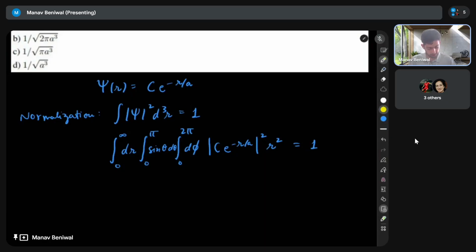So this quantity, basically these two integrals will just give us 4 pi, right? So this will just give us 2 pi, and this integral from 0 to pi will give us 2. So what we will then have is 4 pi, integration 0 to infinity, and here we will have r square e to the minus 2r by a.